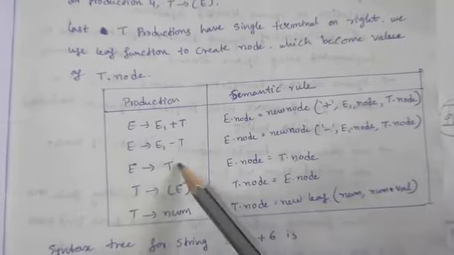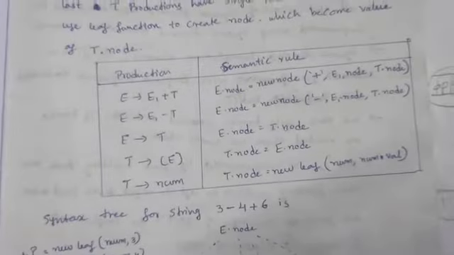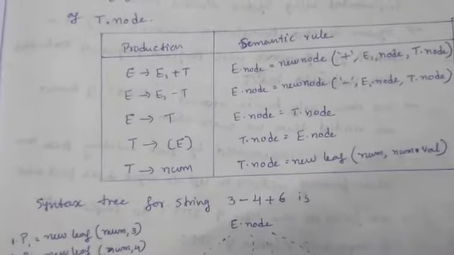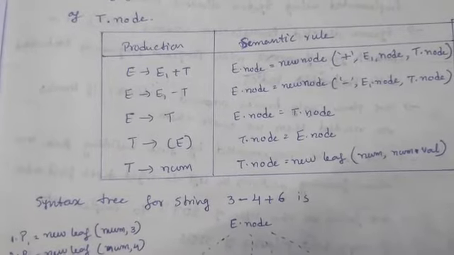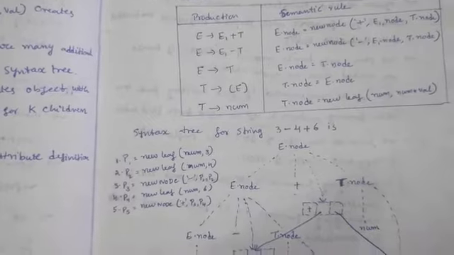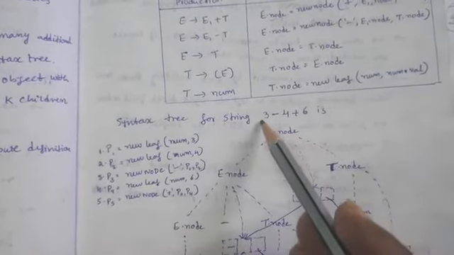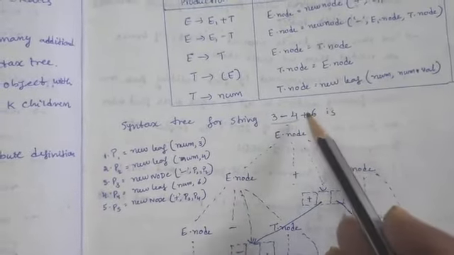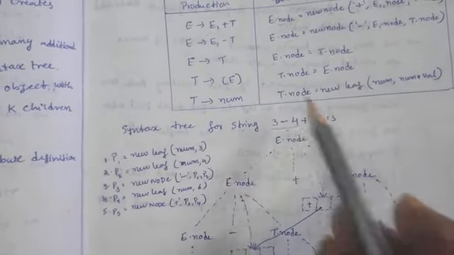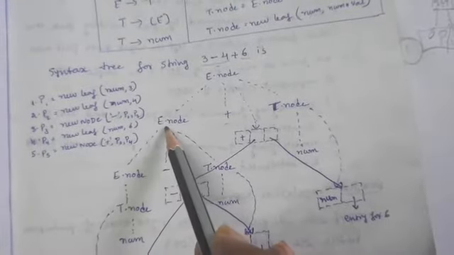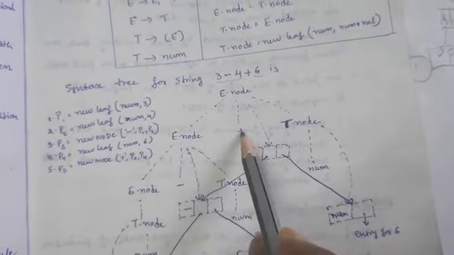If you can express this, then it should be called a syntax directed definition. Based upon this syntax directed definition, you need to construct a syntax tree for 3 - 4 + 6. Here the root element is E. We'll take this part as one part and this part as another part. For that, using plus, we go for the first production E → E + T.